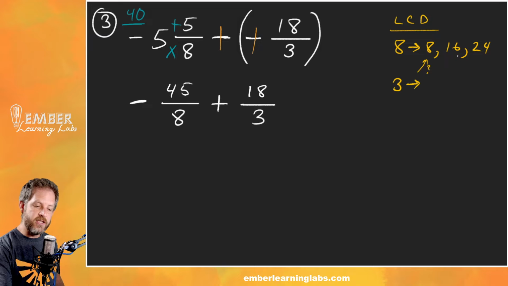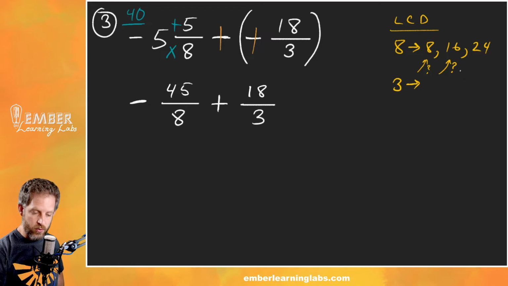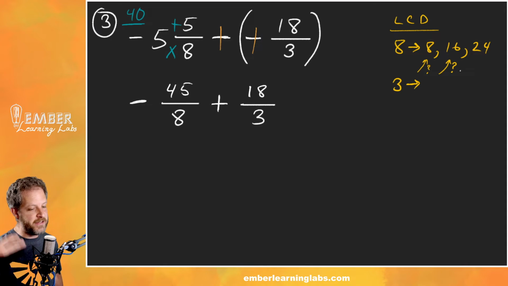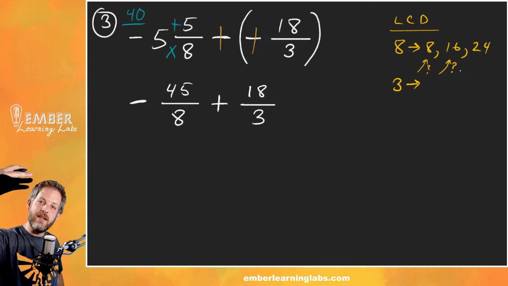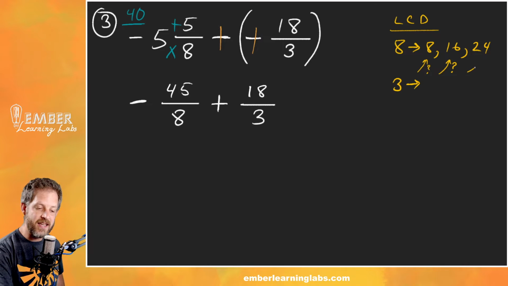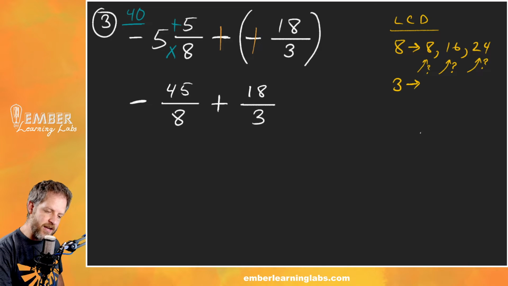Doesn't work. Does 3 go into 16? Yes or no? No, because 3 times 3 is 9. 3 times 5 is 15, which is close, but clearly that's not going to work. 3 times 6 is 18. It skips it. It doesn't work. This is 8 times 3, right? It does work, obviously, right? Because 3 goes into 3. So the least common denominator for both of these, least common multiple, is 24.